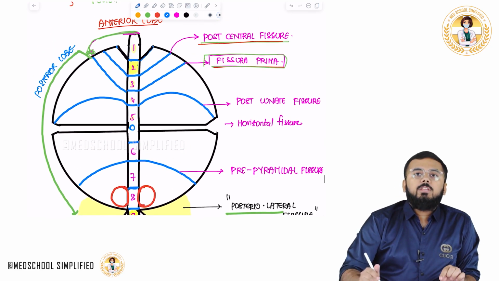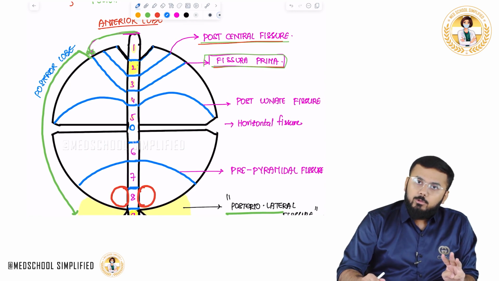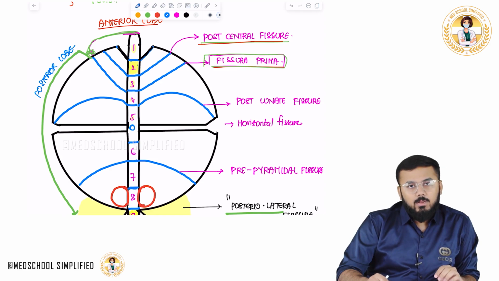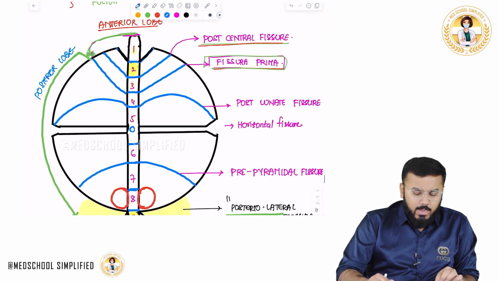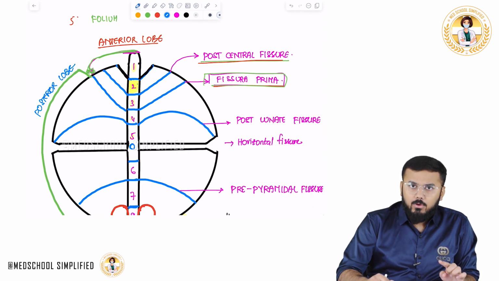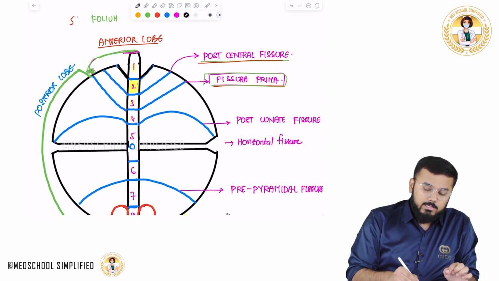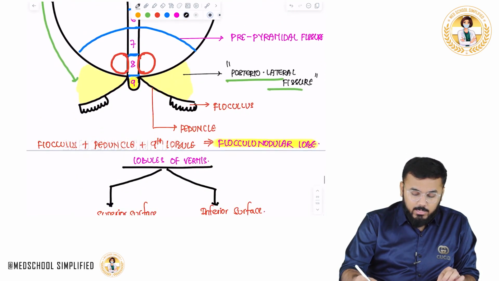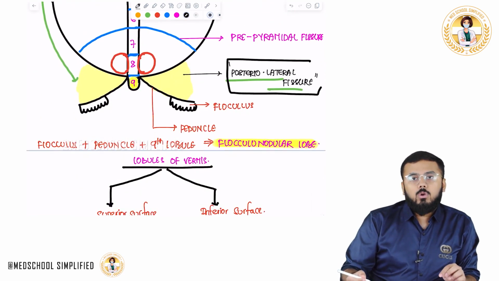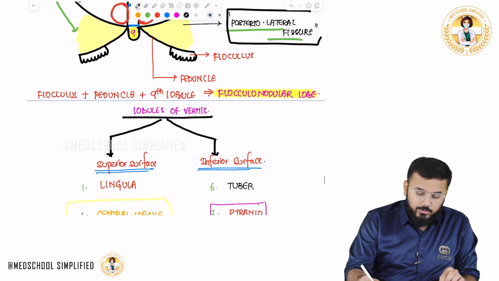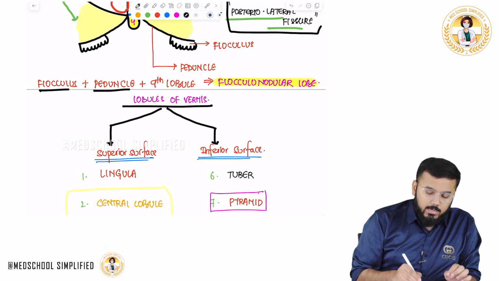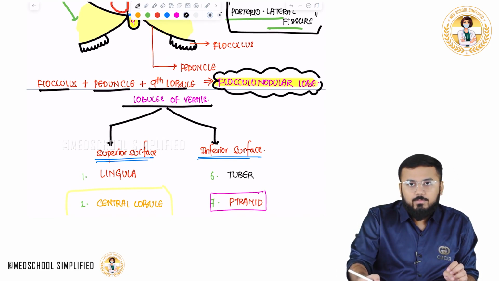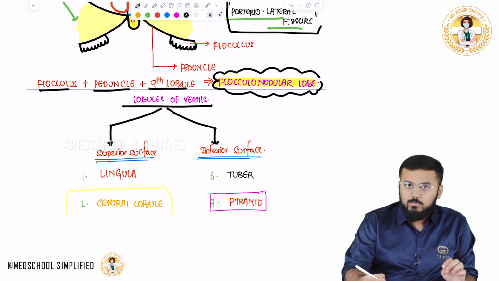So anatomically we divide the cerebellum into three lobes: the anterior lobe, the posterior lobe, and the flocculonodular lobe. The anterior lobe starts from the tip of the vermis till the fissura prima. From the fissura prima till the posterolateral fissure is the posterior lobe. The flocculus, peduncle and ninth lobule, three of them together, you call the flocculonodular lobe. These are the three important lobes you need to know in the cerebellum.